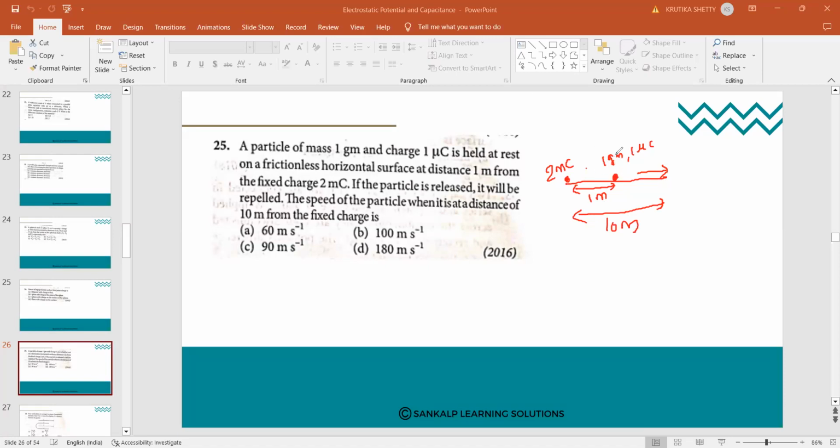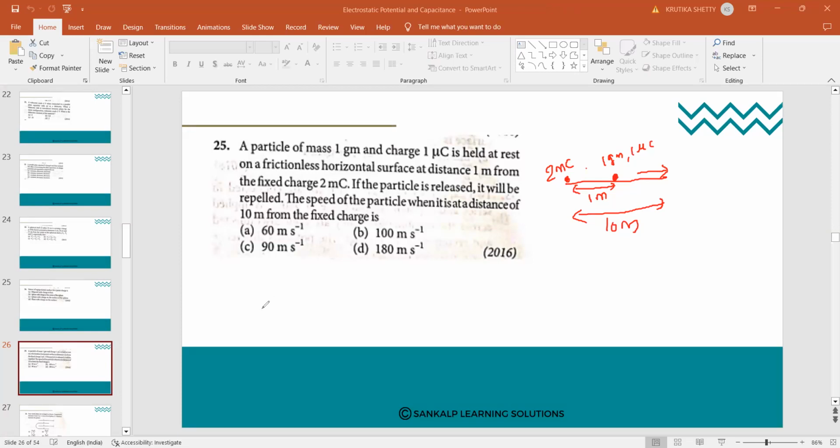So at one point there is a 1 gram particle with charge 1 microcoulomb. One more fixed charge is there at a distance of 1 meter. After repulsion, the 1 gram particle starts moving in this direction. The total distance it covers from the point to the 2 millicoulomb charge is 10 meter. The question asks with what speed it is moving. I hope the question is clear to you. I'll go for the solution. If any doubt is there, you can tell me in between also.